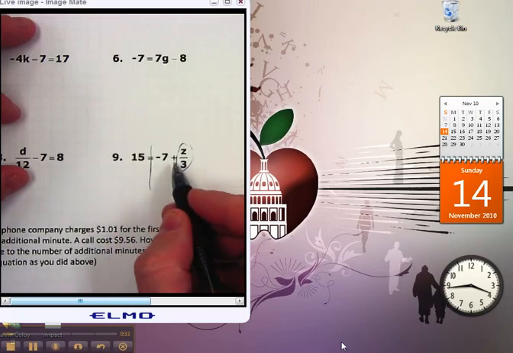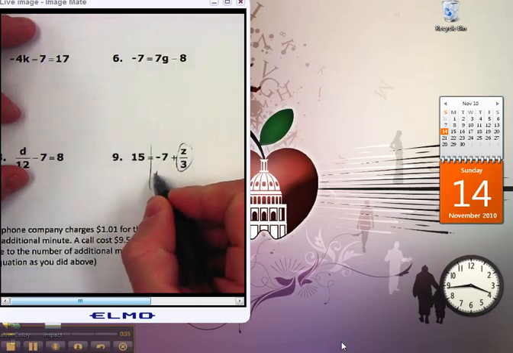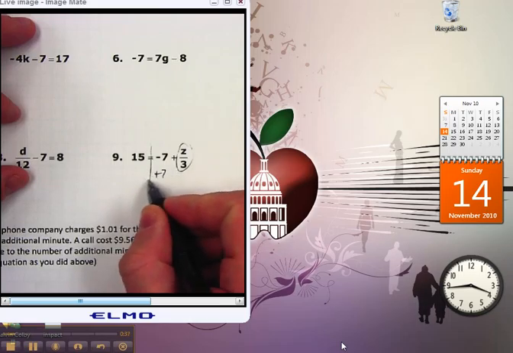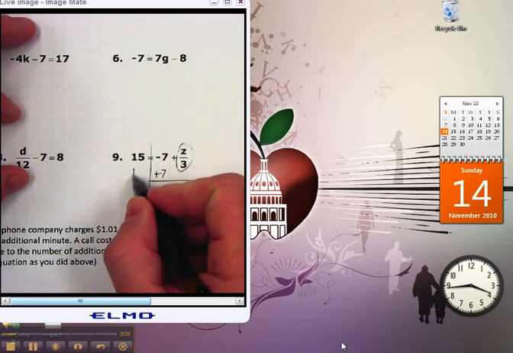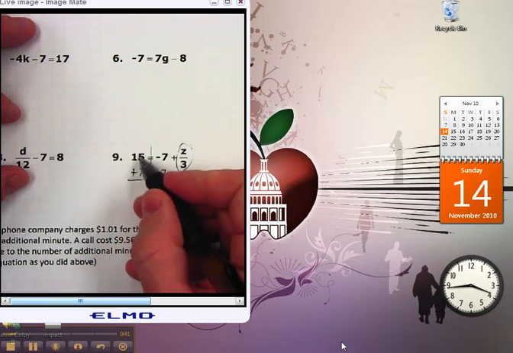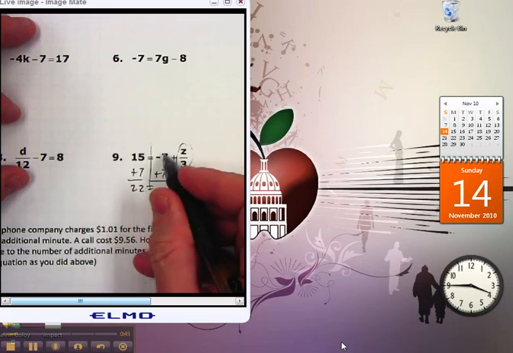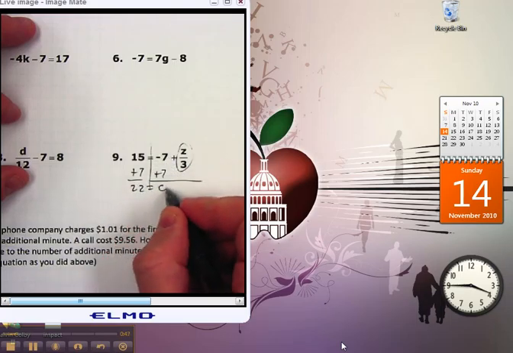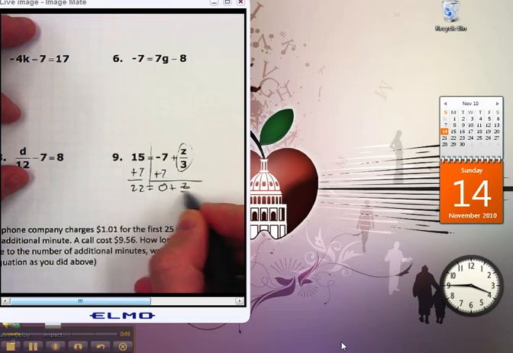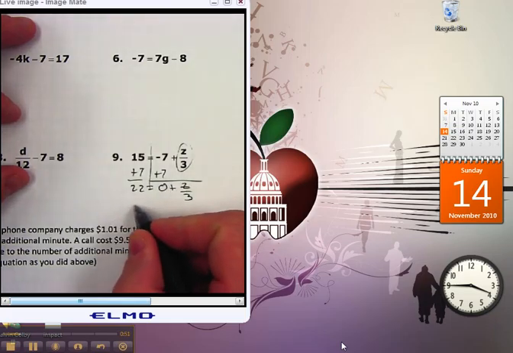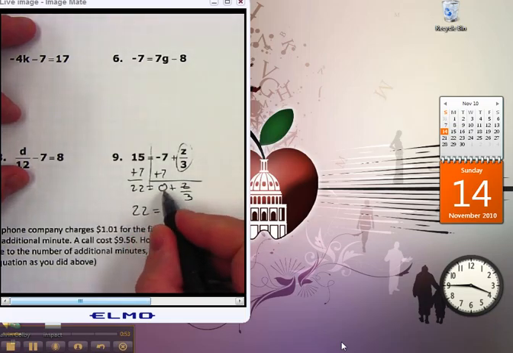We need to get rid of that -7 first, so I'm going to add 7 to this side. And if I add 7 to this side of the equation, I have to add 7 to this side of the equation. 15 plus 7 is 22. So 22 equals -7 plus 7, which is 0, plus z over 3. So 22 equals 0 plus z over 3, which is just z over 3.